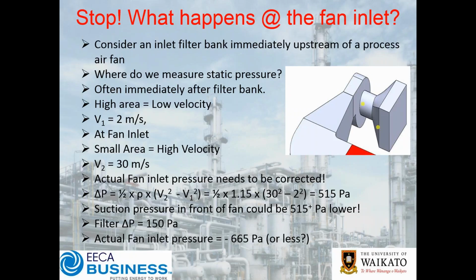So if we have a delta P across our filter bank of 150 pascals relative to the room next to this fan, our actual inlet pressure or suction pressure is going to be 665, possibly even lower depending on the losses in that duct, in terms of how badly designed that transition piece could be. So it can make quite a difference when you're doing your pressure measurements to calculate where you think you might be on a fan curve.